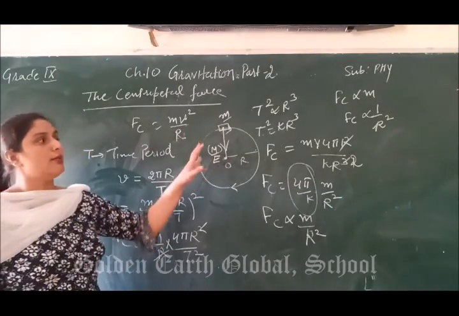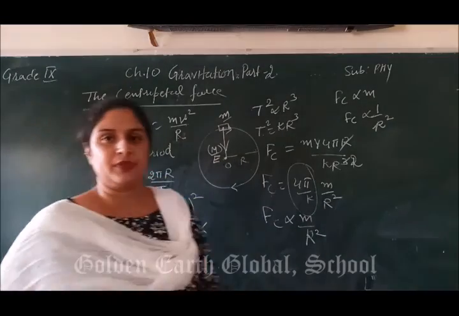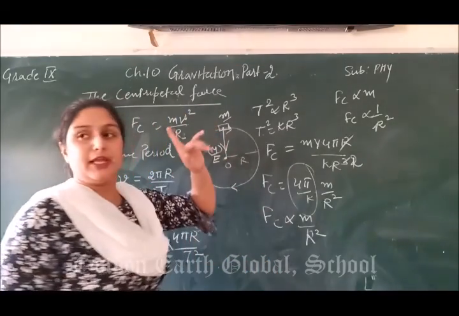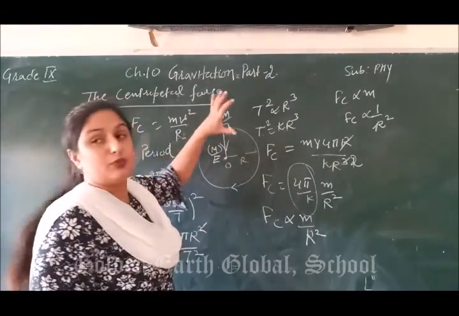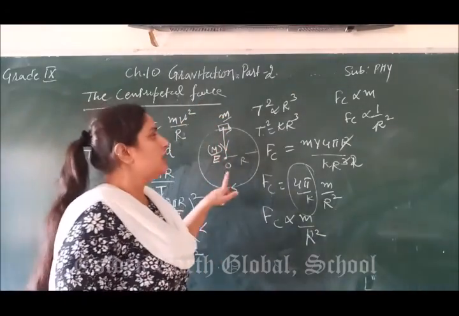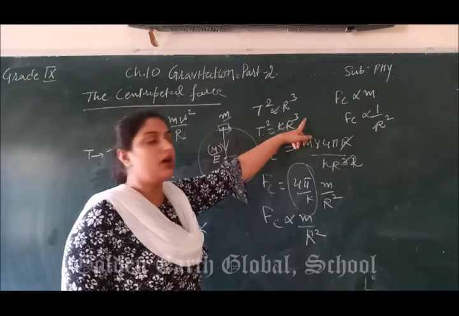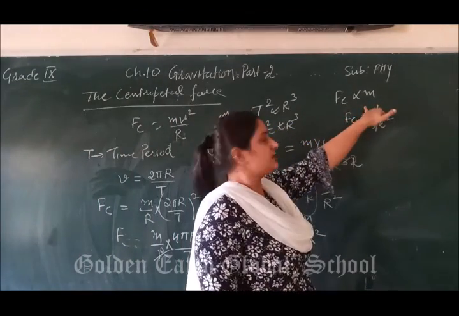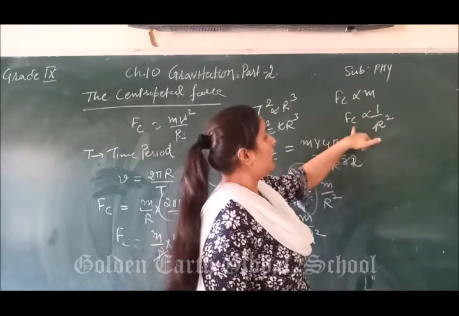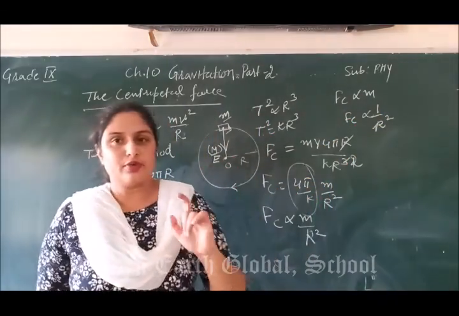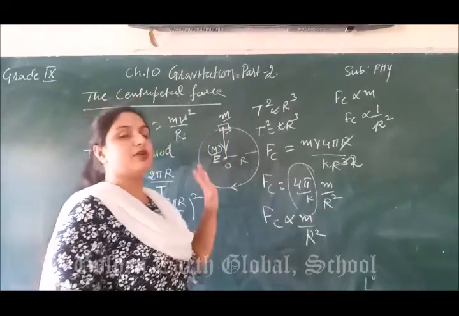Now we are talking about the centripetal force, due to which this planet, or you can say the moon, is revolving around the earth. This force is proportional to the mass of the moon and inversely proportional to the square of the radius of this orbit.